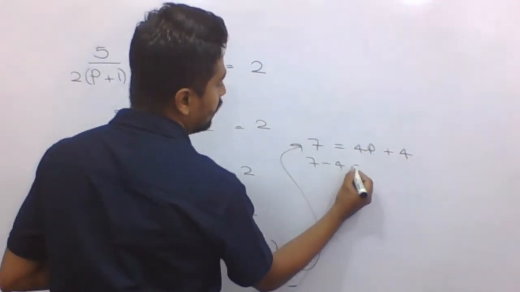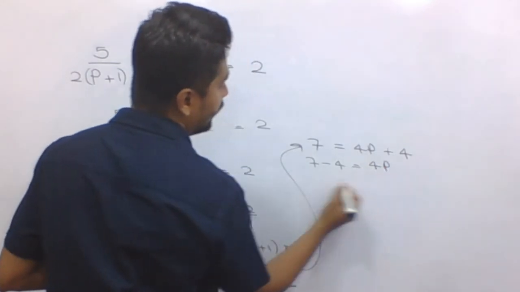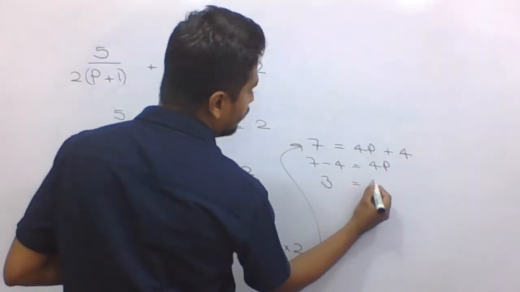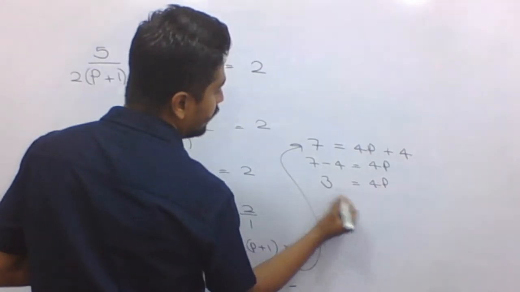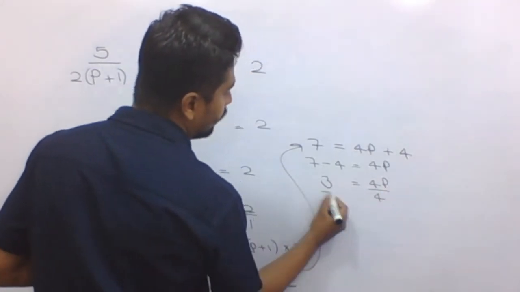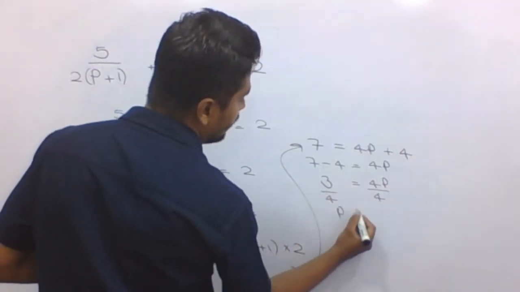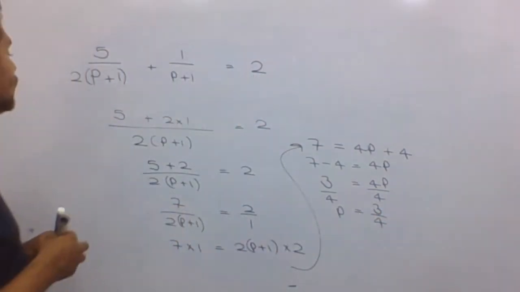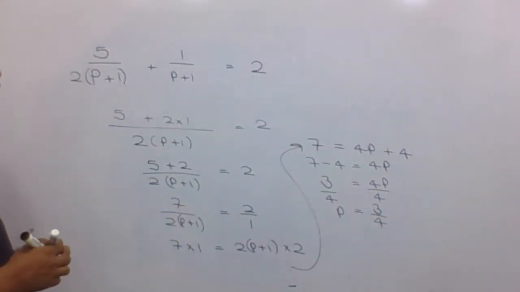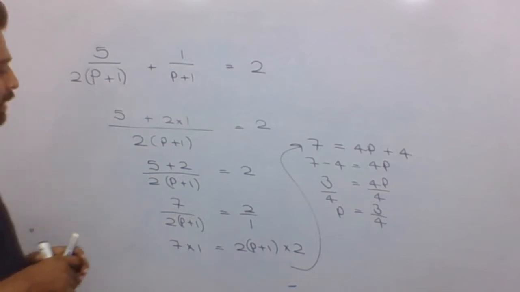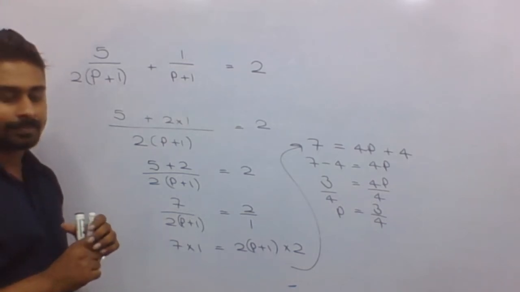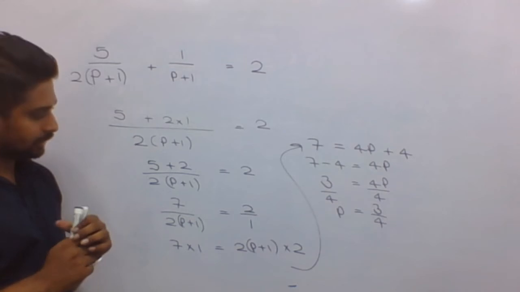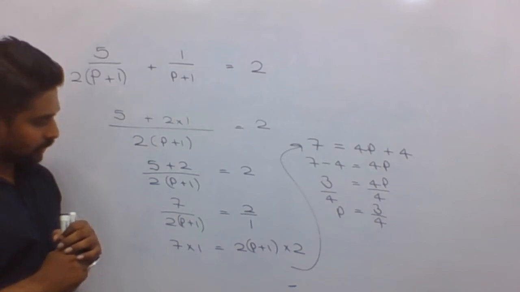7 minus 4 equals 4p. Then 3 equals 4p. Now divide both sides by 4. Then p equals what? 3 over 4. P equals 3 over 4. Right? Is it clear? Right. Then you can do this question. Okay.